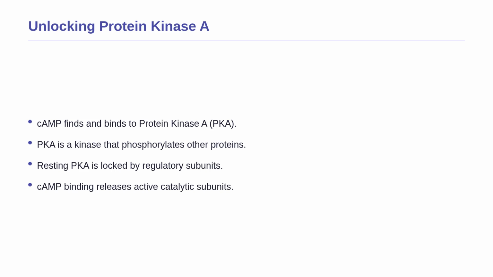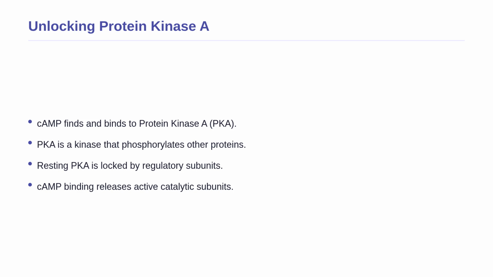With cyclic AMP flooding the cell, this brings us to the next crucial step: activating the floor supervisors. The primary job of cyclic AMP is to find and bind to an enzyme called protein kinase A, often abbreviated as PKA. PKA is a kinase, meaning its sole purpose is to attach phosphate groups to other proteins, a process known as phosphorylation.